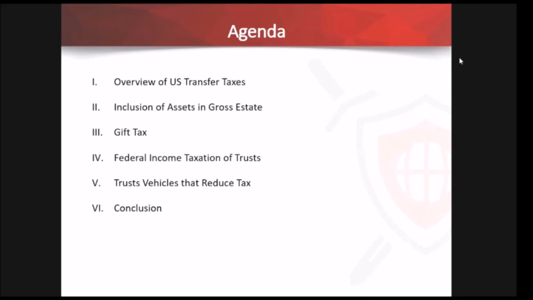Income taxes are under Subtitle A of the Internal Revenue Code of 1986, as amended. Subtitle B are U.S. transfer taxes. These include the estate, gift, and generation skipping transfer tax.